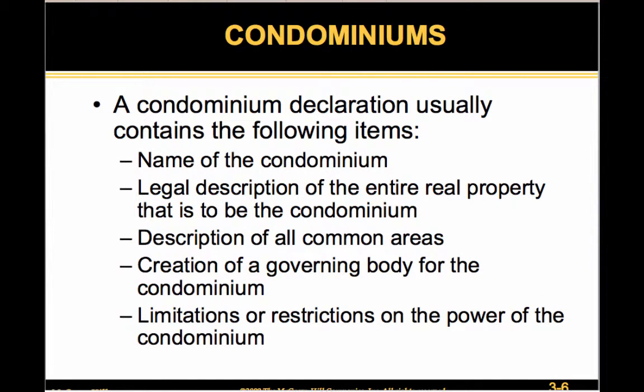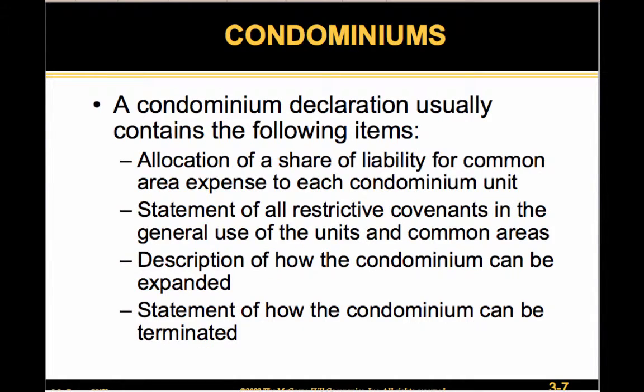The following 2 slides contain information about what goes into a condominium declaration. You may also turn to page 35 for a listing of what a condominium declaration must contain. They must contain the name of the condominium, a legal description of the entire real property that is to be the condominium, description of all common areas, creation of a governing body for the condominium, limitations or restrictions on the power of the condominium. And here are some additional items that you would typically see in the declaration as well.